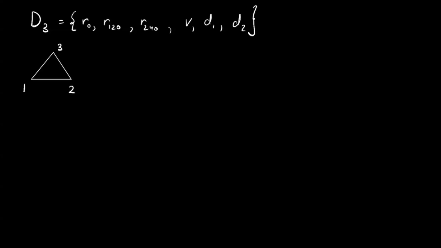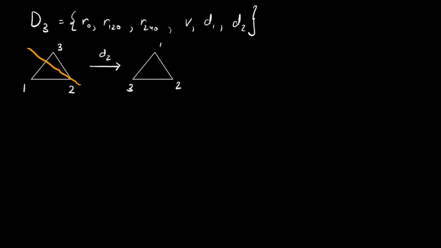At this point, you might be asking, well, how is this related to group theory? So let's try to perform some of these operations in sequence. I'll start with this triangle 1, 2, 3 in its normal orientation. And what I'm going to do is apply the operation D2 first.